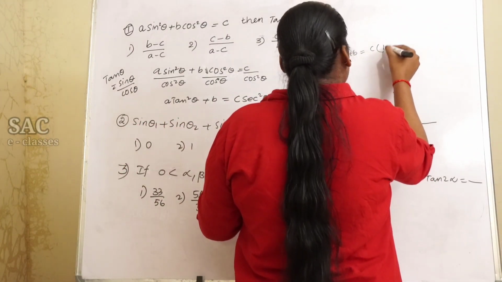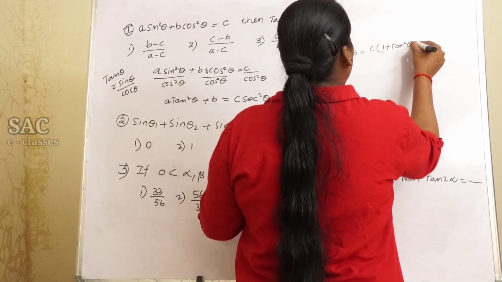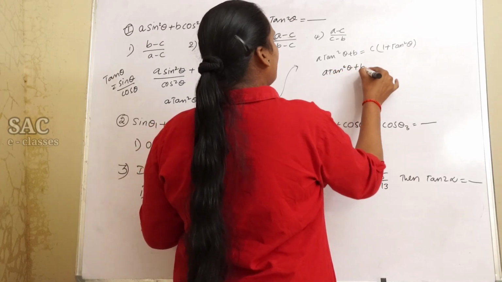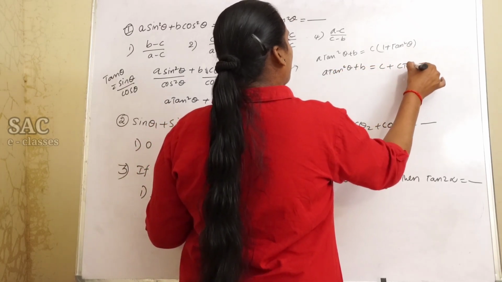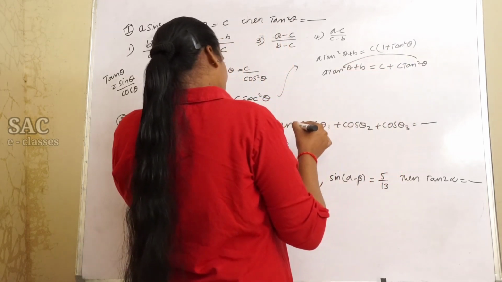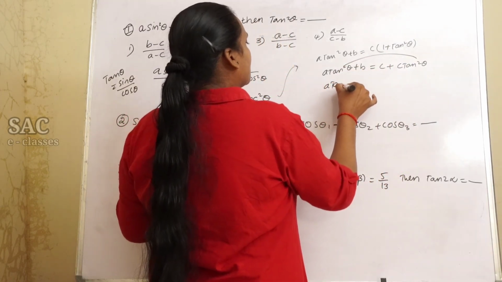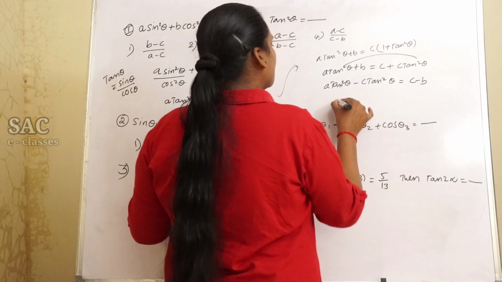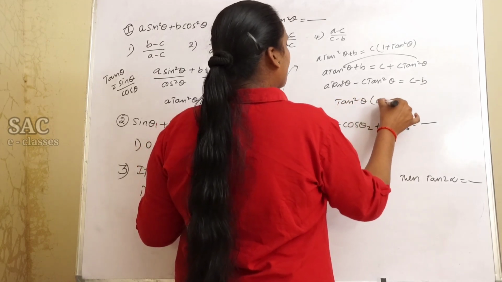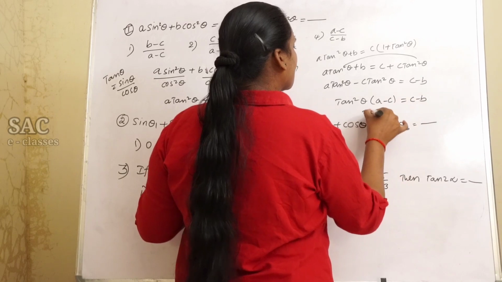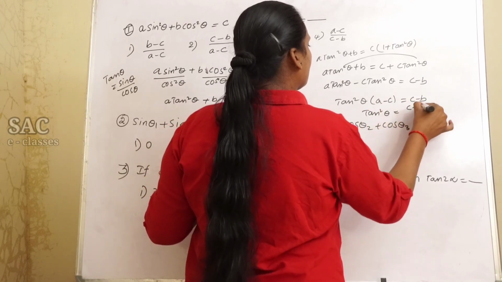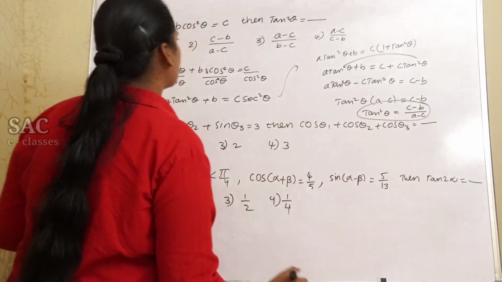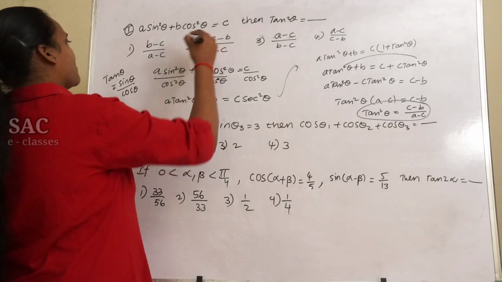We know that secant square theta is nothing but 1 plus tan square theta. In terms of the identity, we get A tan square theta plus B, equal to C plus C tan square theta. Make the tan square terms on one side and the rest of the terms on the other side, transposed. You get C minus B. Take out tan square theta: A minus C times tan square theta equals C minus B. Then clearly tan square theta is equal to C minus B by A minus C. Go for the option verification. C minus B by A minus C.